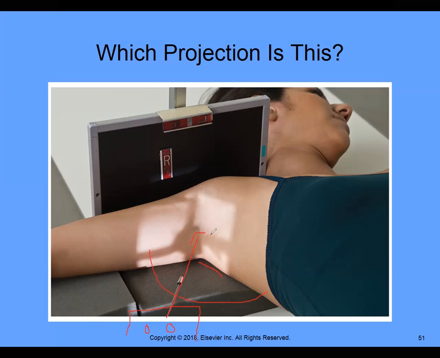So in this one, we're going to say that this is the inferior part of her axilla or armpit. The top of the shoulder is superior. So this is going to be the opposite from the picture we just saw. Let me put it on here. This would be an axial inferior superior projection, because that's how it's entering, inferior, and exiting superior.